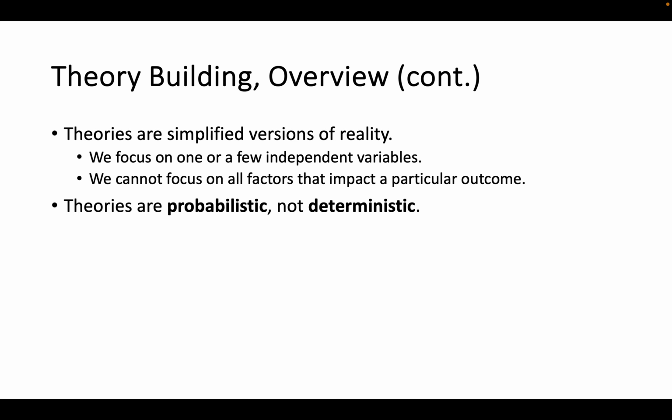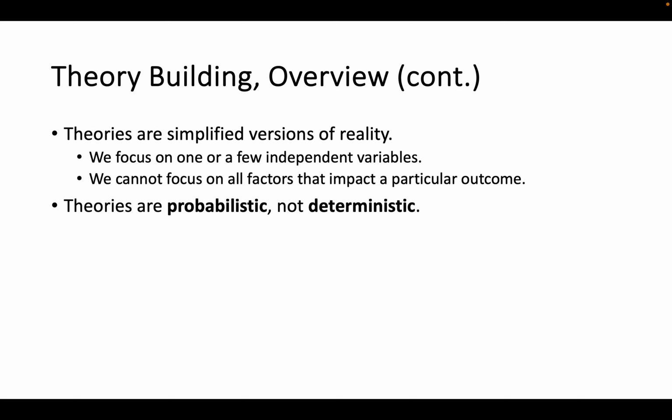We focus on one or a small number of independent variables. If we focus on a large number of independent variables, then quickly the explanation spirals and goes out of control, and it's harder for us to account for variation in the dependent variable. Thus, we cannot focus on all factors that affect a particular outcome or cause variation in a dependent variable.